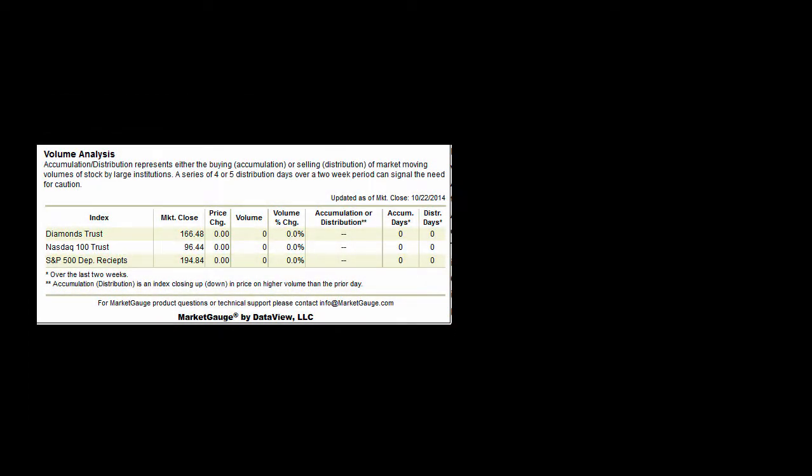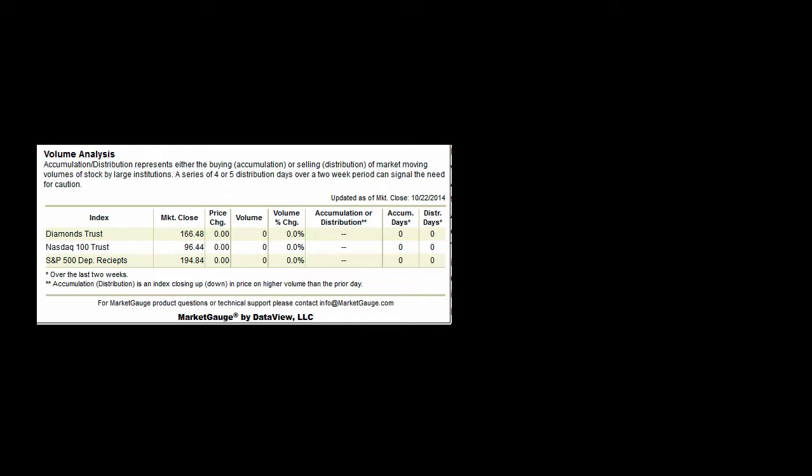Market gauge volume analysis. In this week's volume analysis, all indexes ended in neither accumulation nor distribution mode. In the last 2 weeks, the Nasdaq 100 Trust had zero accumulation days and zero distribution days. Of the other indexes, both the Diamonds Trust and the S&P 500 Deposit Receipts ended in neither accumulation nor distribution mode.